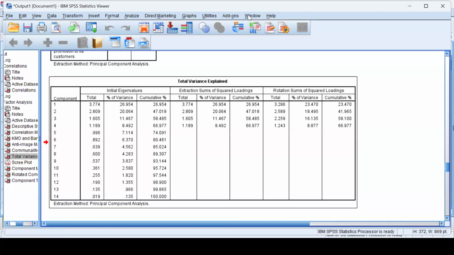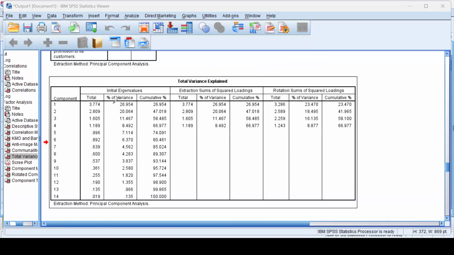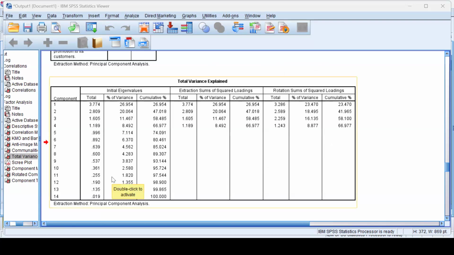So how will we get this value, percentage of variance? Percentage of variance basically when you multiply 3.774 into 100 and divided by 14, you get 26.954. अभी मैं इसको देखिए कैलकुलेट करके दिखा देते हैं. एक मिनट चलिए मैं इस पे कैलकुलेट कर लेता हूँ.